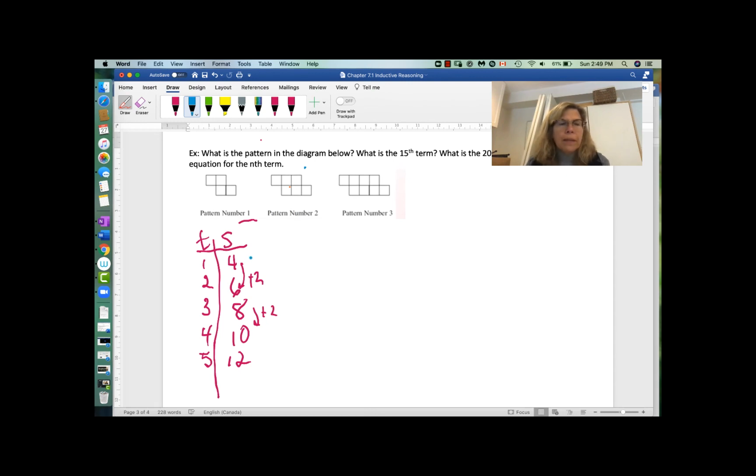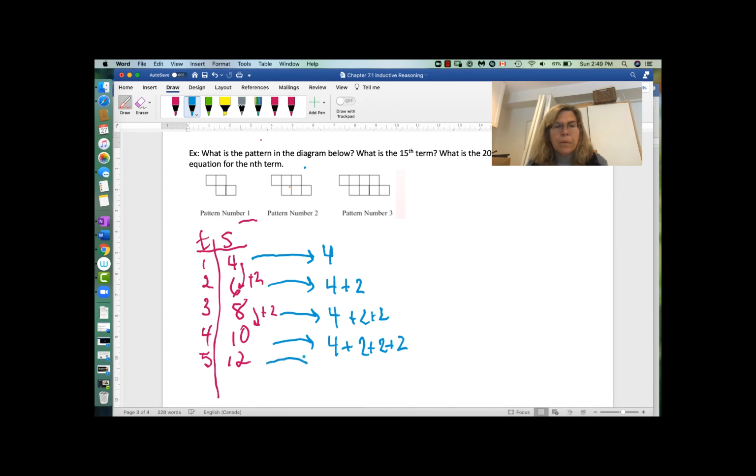If you want to figure out this pattern, maybe we could think about it in terms of, let's go over here. So the first term is 4. And the second term is 4 plus 2, right? Because it's 4 plus 1, 2. And the third term is 4 plus 2 plus 2. And the fourth term is 4 plus 2 plus 2 plus 2.